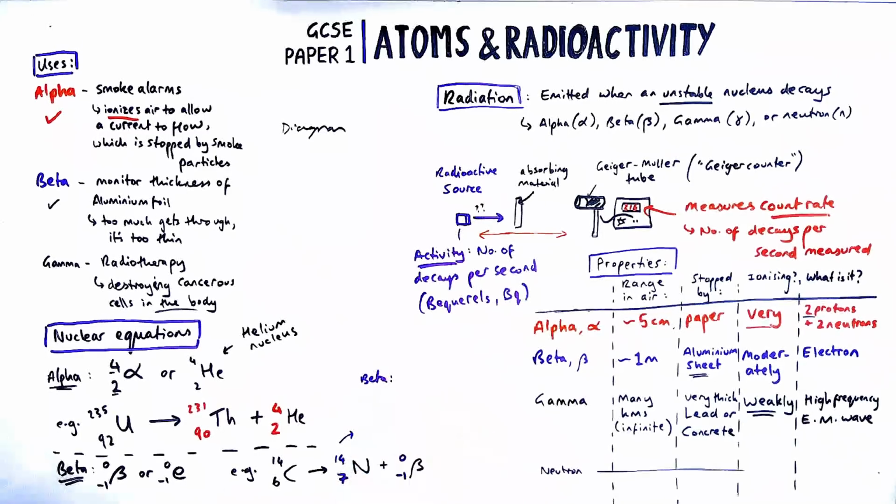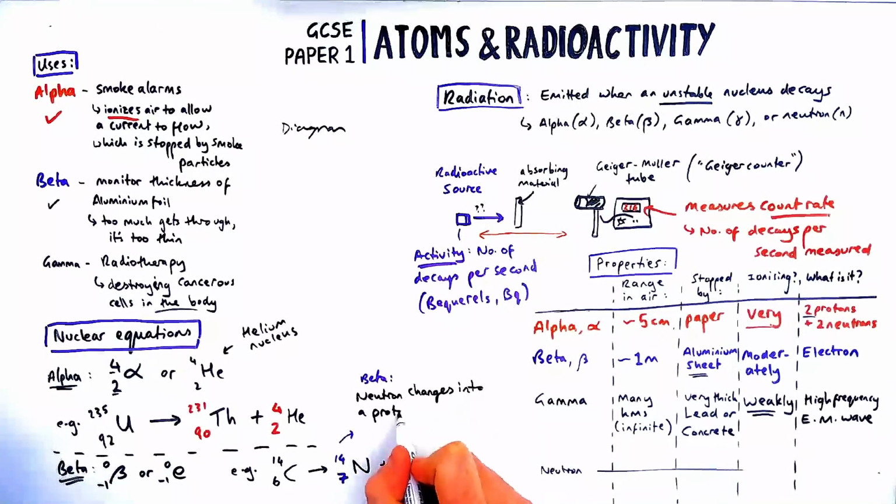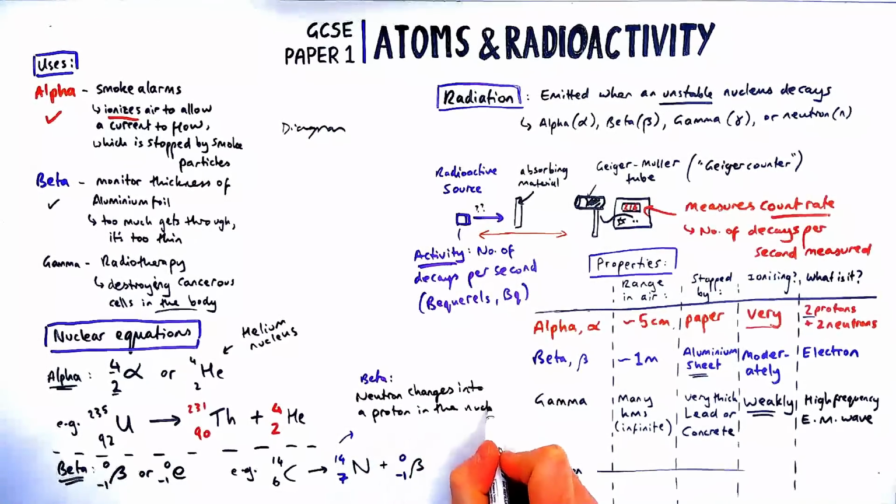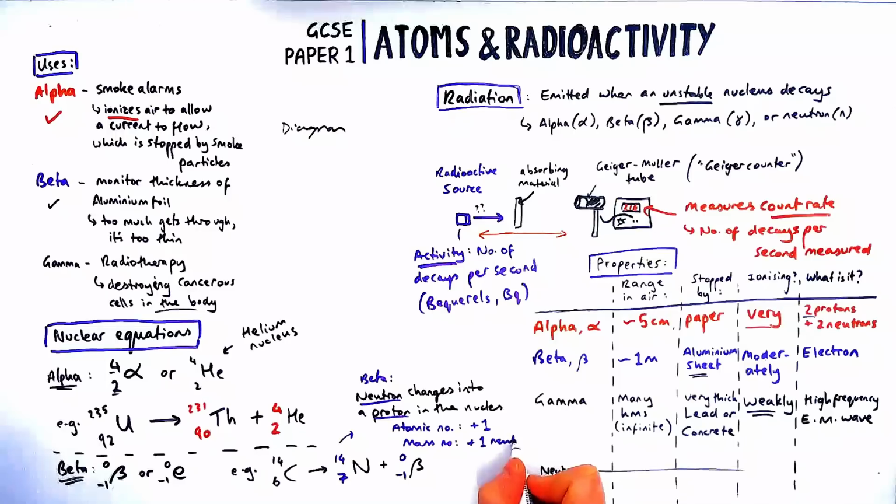Now, the reason this happens, and this is really tricky to get your head around, is that inside the nucleus, a neutron has changed into a proton. It sounds like magic, but that has actually happened. Now, when that's happened, that means the atomic number has gone up by 1, but the mass number hasn't changed because the atomic number would go up by 1 for an extra proton, but down by 1 because it's lost a neutron. So the number of protons and neutrons hasn't changed, hence why it stayed at 14 in this case.